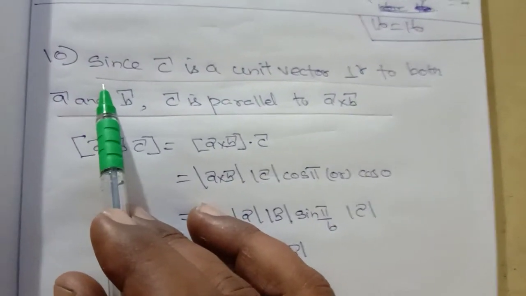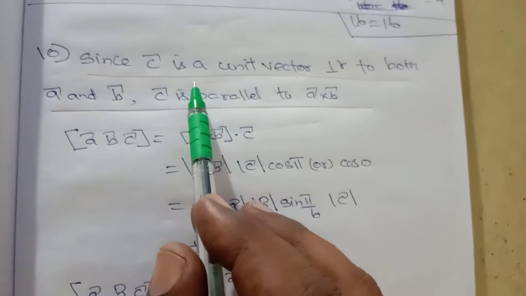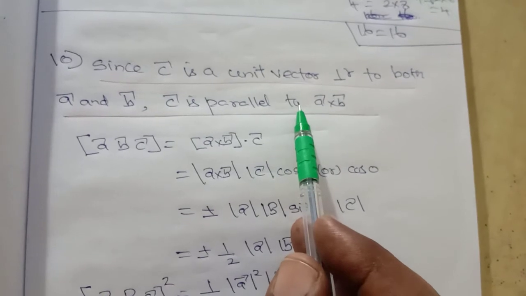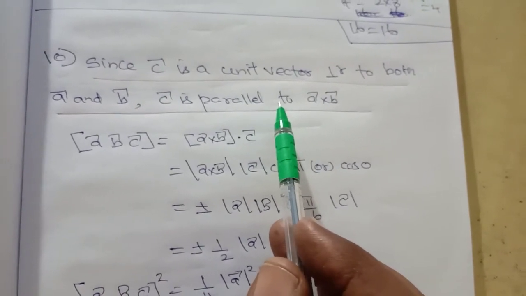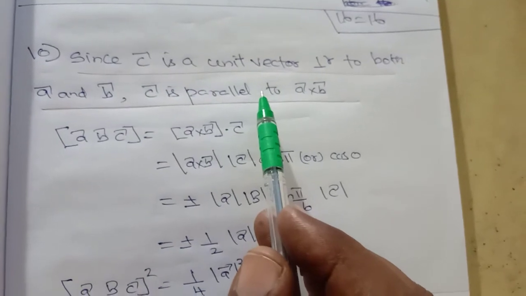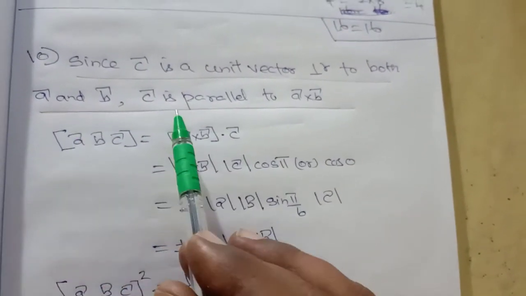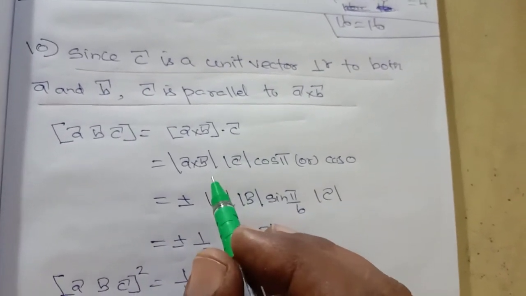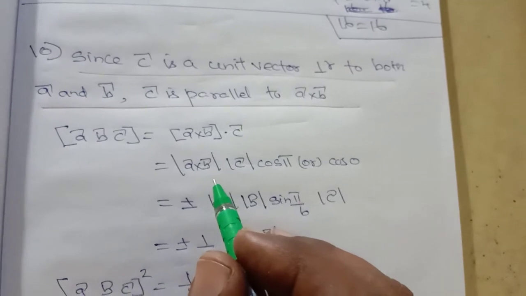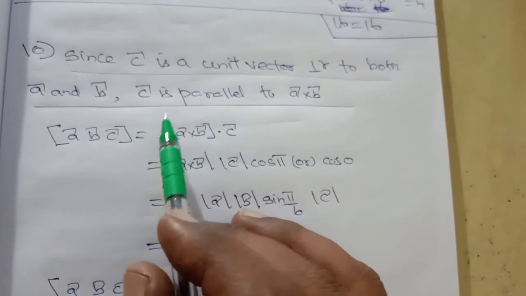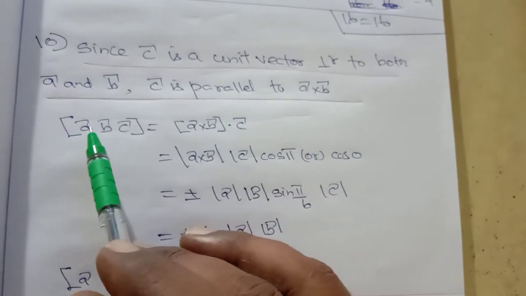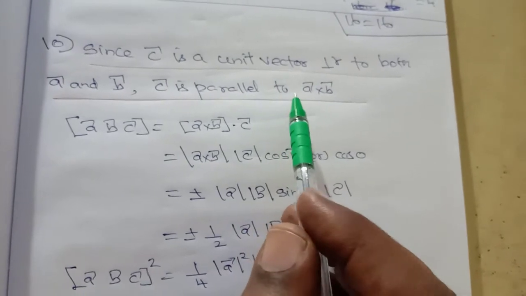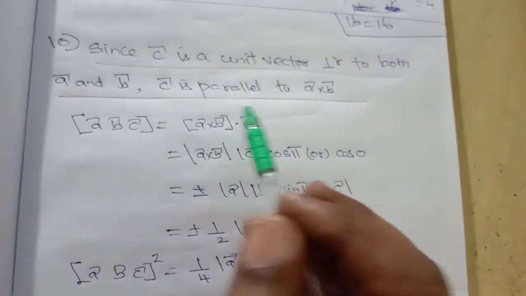So the proof for this: since C vector is a unit vector perpendicular to both A vector and B vector, that means C is parallel to A cross B, because if A bar and B bar are two vectors, A cross B is what? A perpendicular vector. It is perpendicular to both A bar and B bar. But here what is given is C bar is perpendicular to A bar and B bar. Therefore C bar is automatically what? Parallel to A cross B, because they are perpendicular.